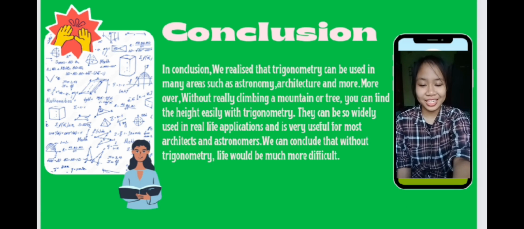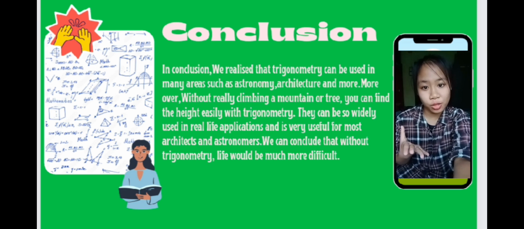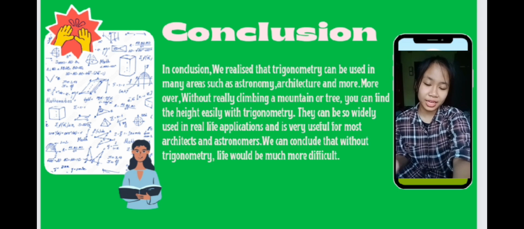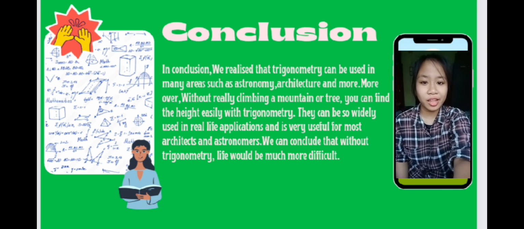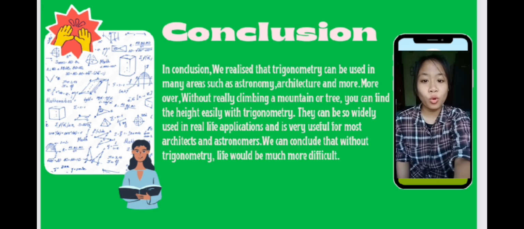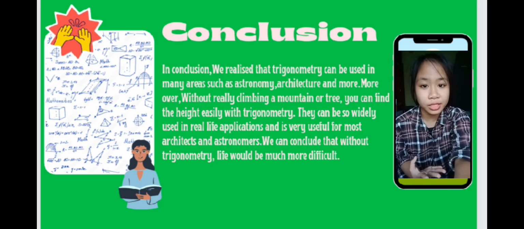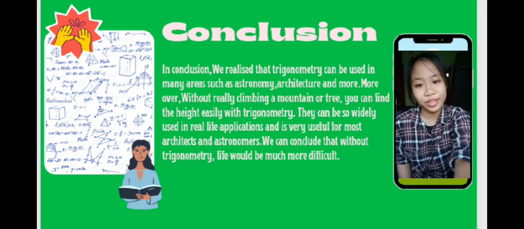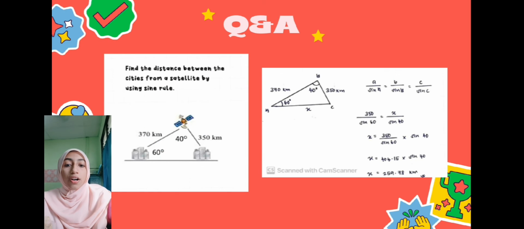In conclusion, we realize that trigonometry can be used in many areas, such as astronomy, architecture, and more. Moreover, without really climbing a mountain or tree, we can find the height easily with trigonometry. It can be used so widely in real-life applications, and it's very useful for astronomers and architecture. We can conclude that without trigonometry, life will be so difficult. Alright, you guys can do this exercise.